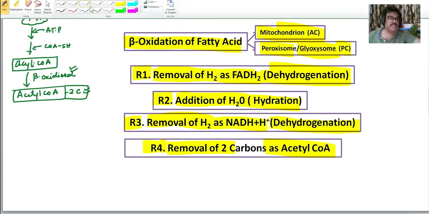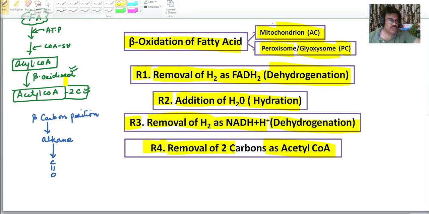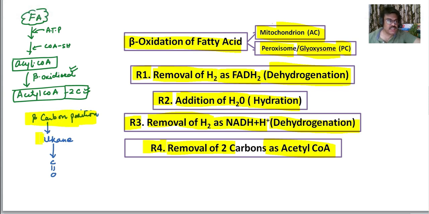Now, let's see why this oxidation is known as beta oxidation. Because this oxidation takes place at the beta carbon position, and at this position the alkane group is changed into a ketone group. This part we need to focus on, that at the beta position the alkane will change into a keto group. That we will see in the subsequent slide.